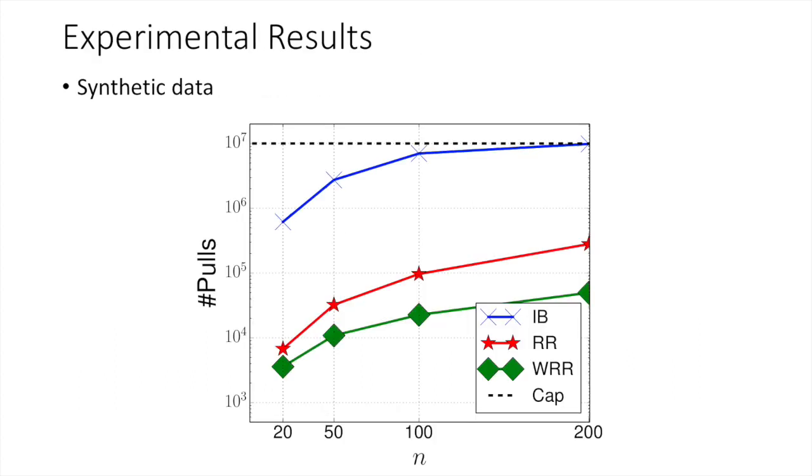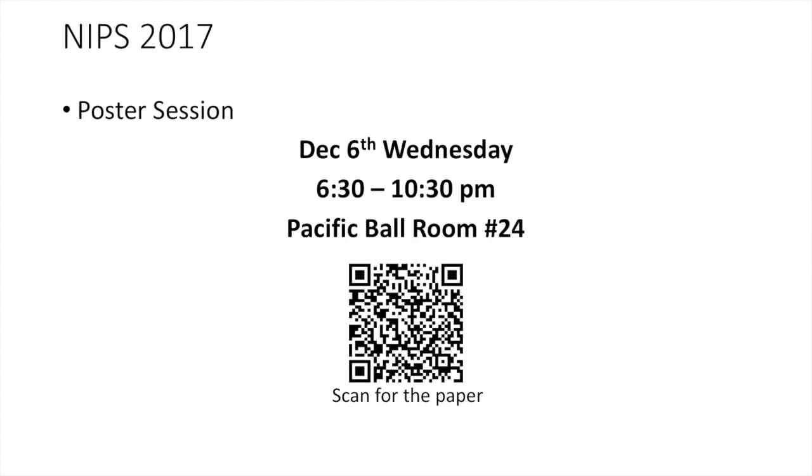Our experimental results on both synthetic and real-world datasets show that the weighted round-robin algorithm can substantially save cost from baselines like round-robin.